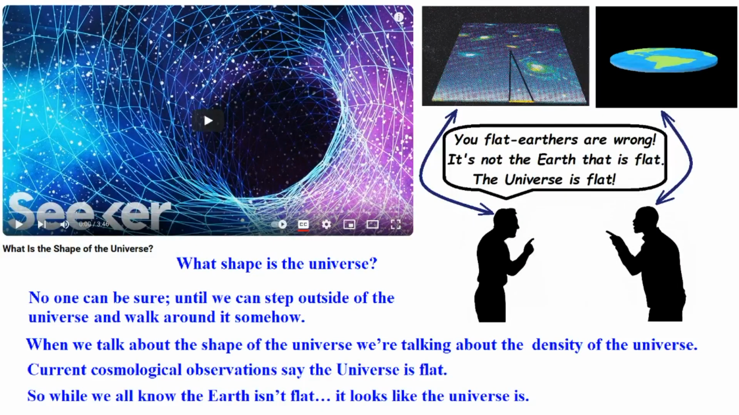And here it is. This fellow says, what shape is the universe? No one can be sure. Always they start there. Until we can step outside of the universe and walk around it somehow. So you got to be on the outside looking in. But he can tell you for sure that it's flat. He says, so while we all know the earth isn't flat, it looks like the universe is. So yeah, they have a flat universe. It's the Flat Universe Society, not the Flat Earth Society. Okay, we have the Flat Universe, and for some reason they always put that wormhole, or I guess it's the entrance. You can say it's the black hole entrance to the wormhole.